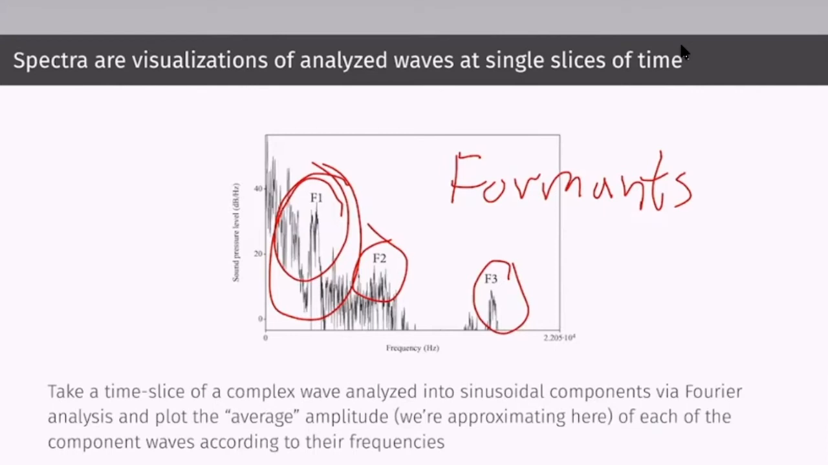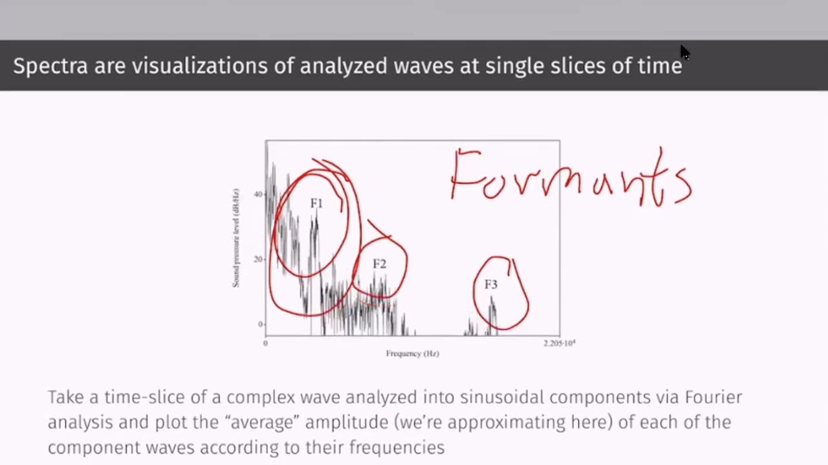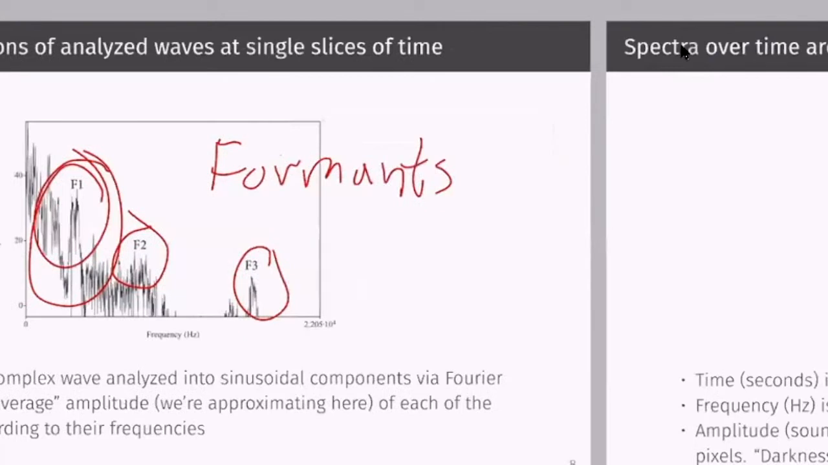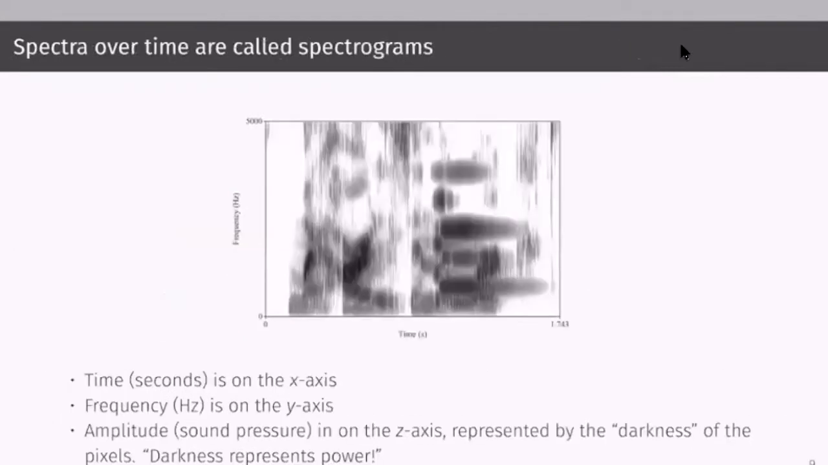But you can see formants, these prominent groups of peaks or harmonics, using a spectrum. But you can see them even better in some cases on a spectrogram, and you can see so much more. So in a spectrogram, you have basically spectra over time.